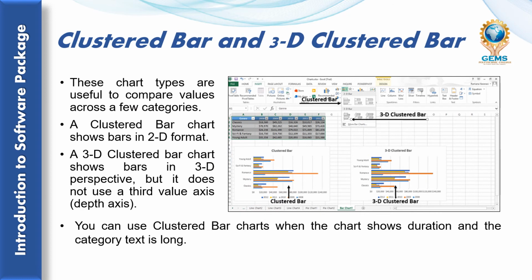And you can see here the first types are clustered bar and 3D clustered bar. So clustered bar is the first type of the 2D bar, and 3D clustered bar is the first type of the 3D bar. The clustered bar chart shows a 2D format, and the 3D clustered bar shows a 3D perspective, but it does not use a third value axis. You can use this clustered bar chart when the chart shows duration and the category text is long.